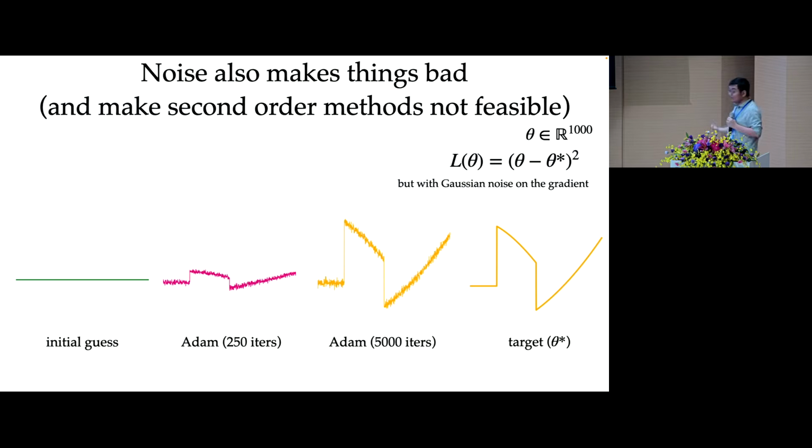And as we mentioned, noise also makes things pretty bad. So this time we have an even simpler loss. It's just an L2 norm between theta and theta star, but we inject Gaussian noise into the gradient. And again, Adam struggles strongly with a lot of noise.